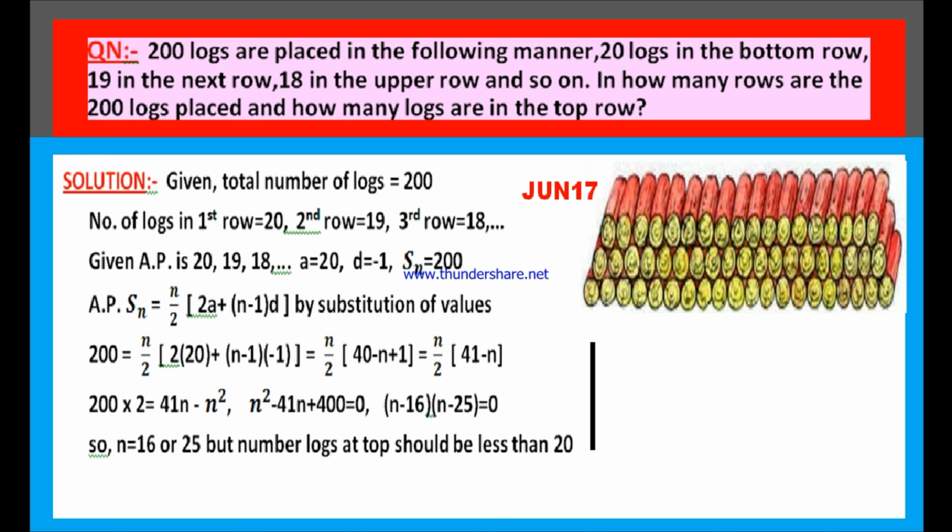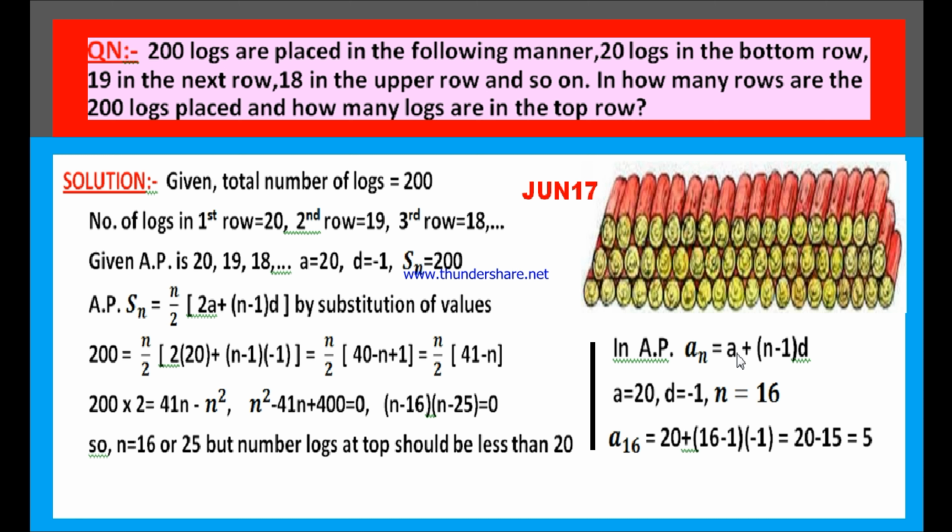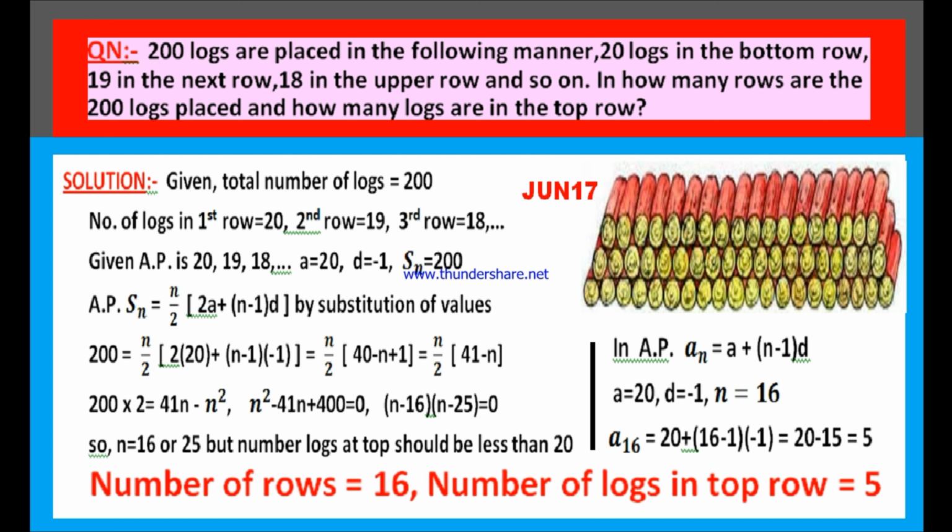Now we have to find how many logs are there at the top row. In this AP, an is a plus n minus 1 into d. We know n is equal to 16, a is equal to 20 and d is equal to minus 1. An means a16 is equal to 20 plus 16 minus 1 into minus 1. 16 minus 1 is 15, 15 into minus 1 is minus 15. 20 minus 15 is 5. Therefore, there are 5 logs at the top row, that is the 16th row. Therefore, the number of rows is 16 and the number of logs on the top row is equal to 5.